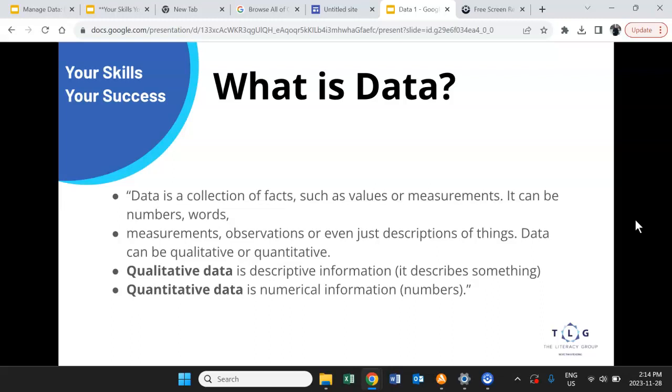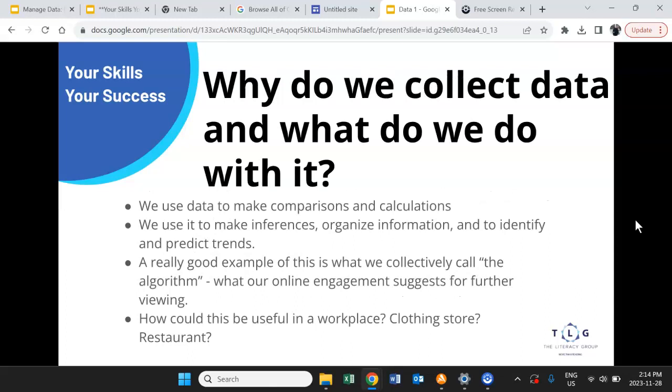Okay? So what's the purpose of data? Why is it important for people to be collecting, for businesses to be collecting? Why is it important? Why are we talking about it right here? So we use data to make comparisons and calculations. Okay, we use it to make inferences, organize information, and to identify and predict trends. What's an inference? An inference is like an educated assumption. Okay, and that helps us.